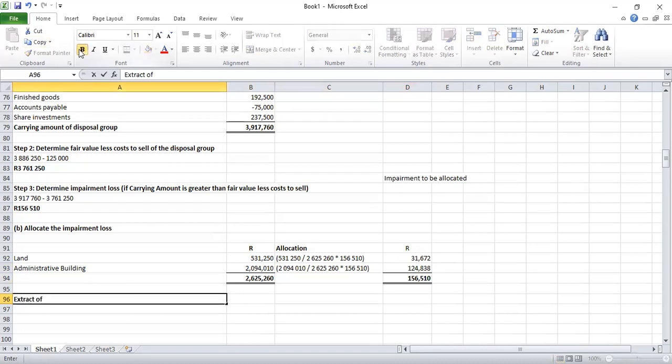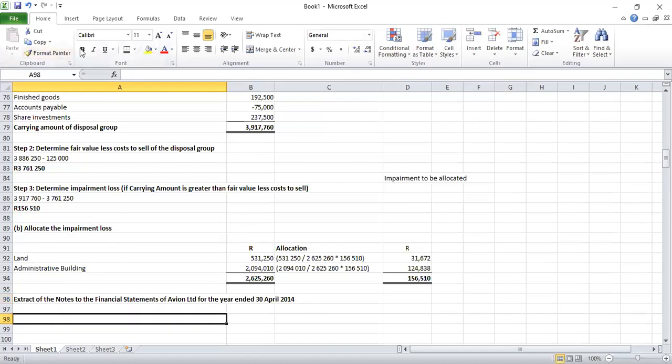Extract of the notes to the financial statements of Avion Limited for the year ended 30 April 2014. We'll have our disposal group.